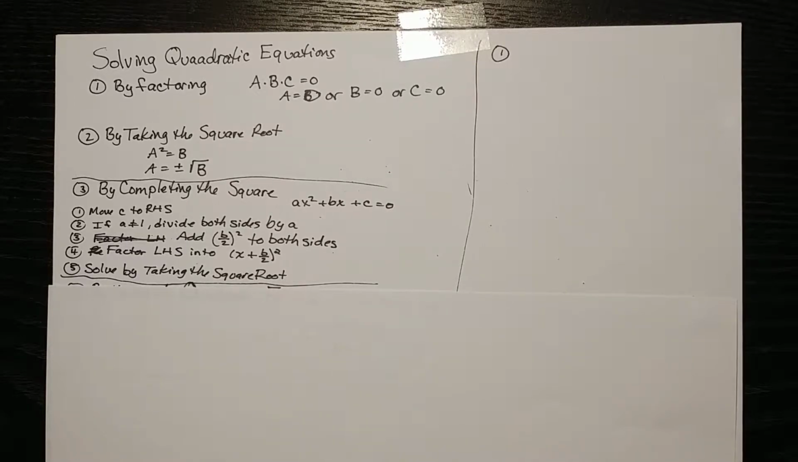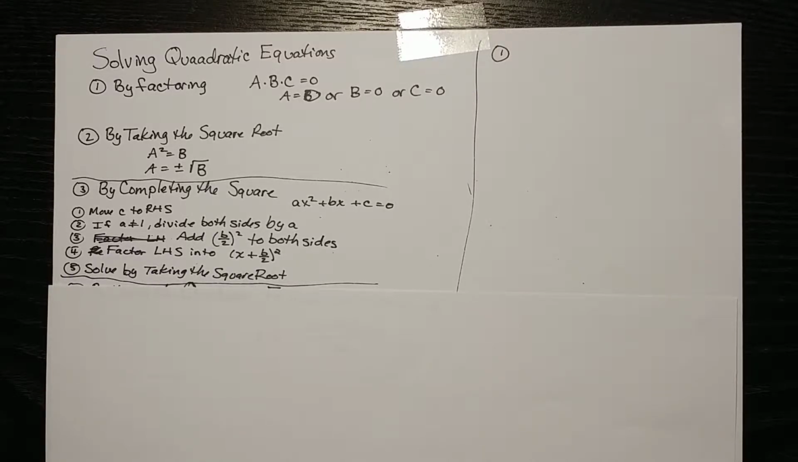Hey, in this video we're going to look at how to solve a quadratic equation by the completing the square method. These are the steps involved. First, you get your quadratic equation in the form ax squared plus bx plus c equals 0.